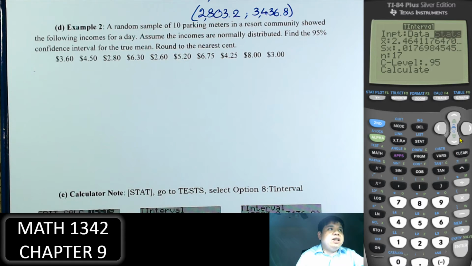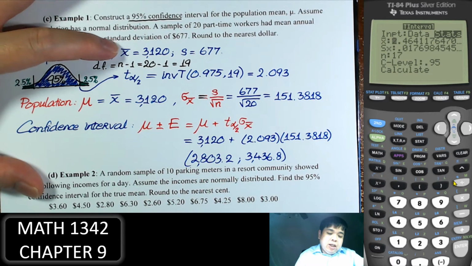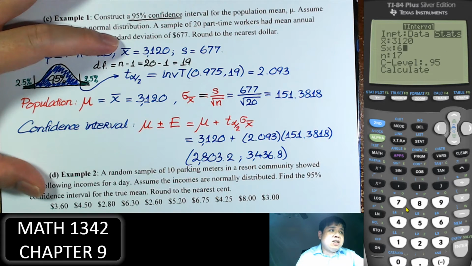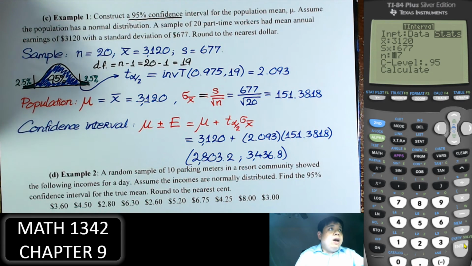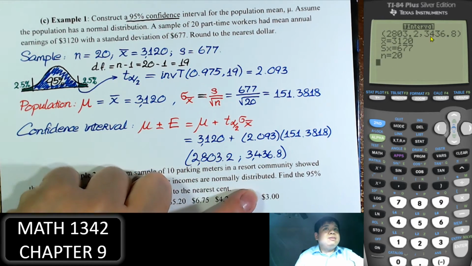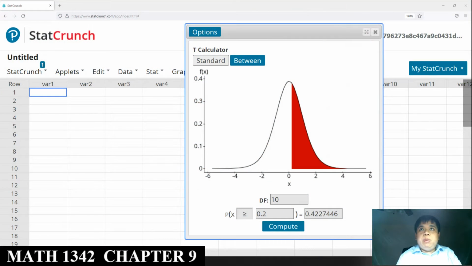Choose the statistic here. The mean is 3120, standard deviation 677, and n is 20. Confidence level of 95%. We just calculate. Yeah, that's what we have. So that's how we use a TI-84 calculator.